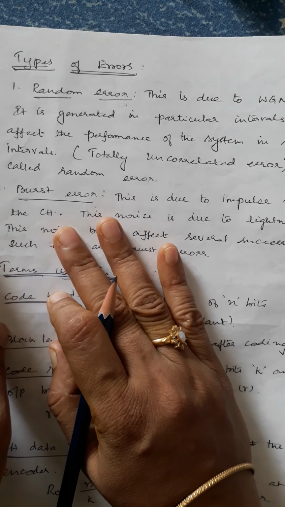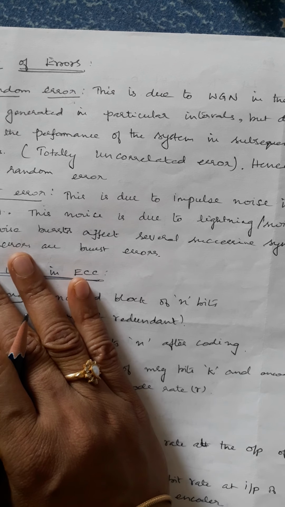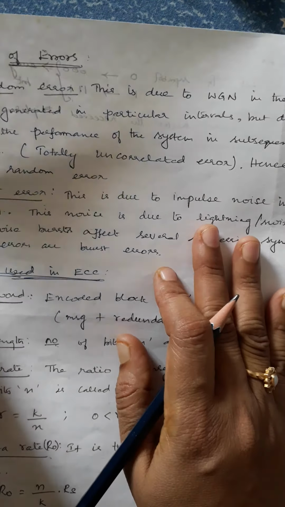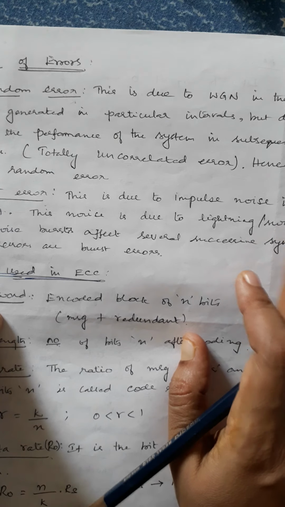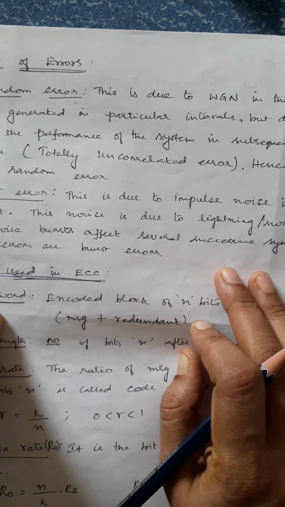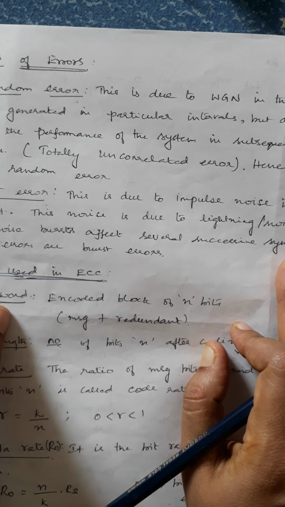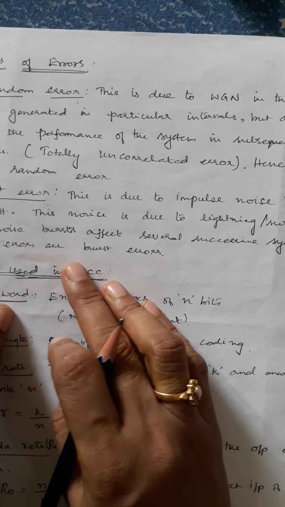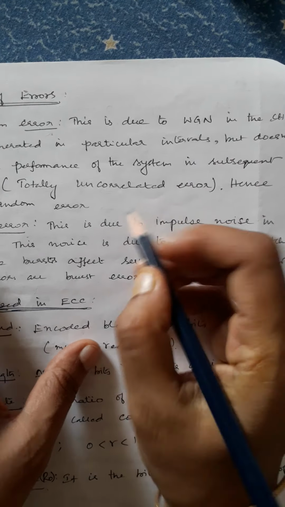Burst error is due to the impulse noise in the channel. This noise is due to the lightning effect or switching off any of the buttons in your entire receiver system. This noise burst affects several successive symbols. Such errors are called burst errors. I can explain this with an example.